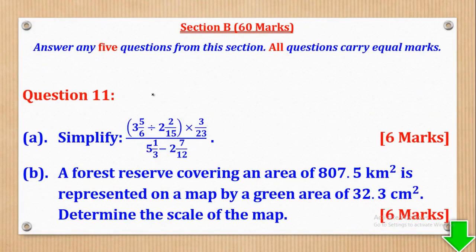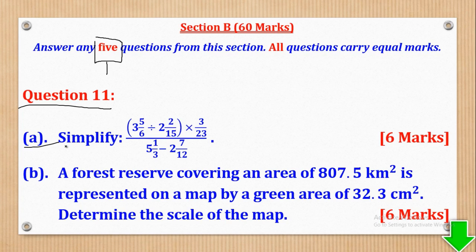So that was section A. Now we shall go to section B, which carries 60 marks. So section A carries 40 marks and has 10 questions, and section B carries 60 marks and has 7 questions, and the candidate is expected to answer only 5 questions. Now because this is a revision, we are going to answer all the 7 questions, but remember, in an exam you answer only 5. So we shall start with question 11.